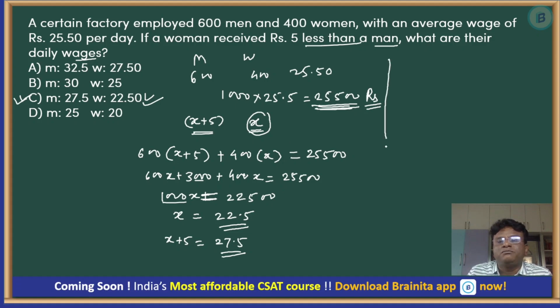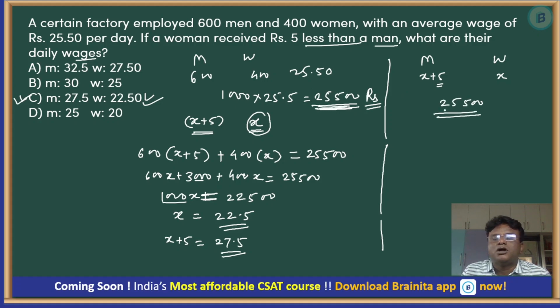Now think about this problem more carefully. What has been told is that men received 5 more than women. Okay, so I'm again going to write this because I want to teach you the faster method of how to think about the problem. Men received 5 more, right? So if women received a certain amount X, then men received X plus 5. Okay, we know that the total amount is 25,500. How many men are there? There are 600 men and 400 women.